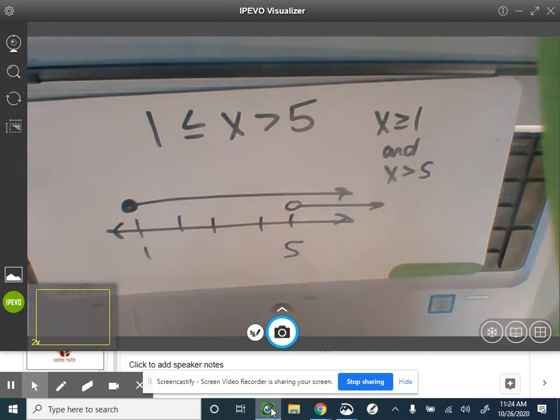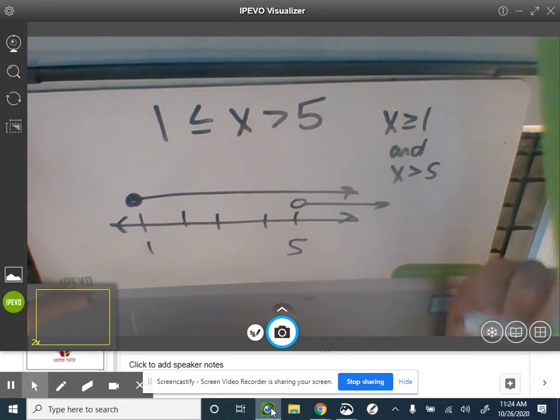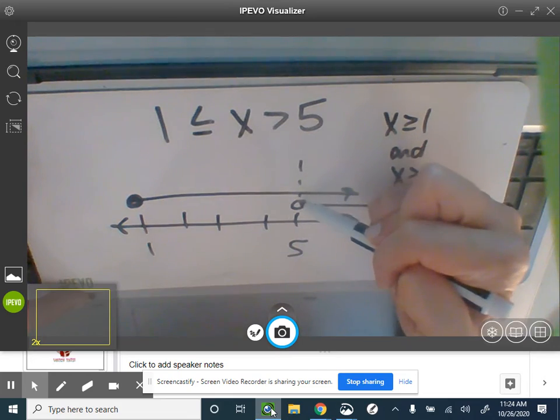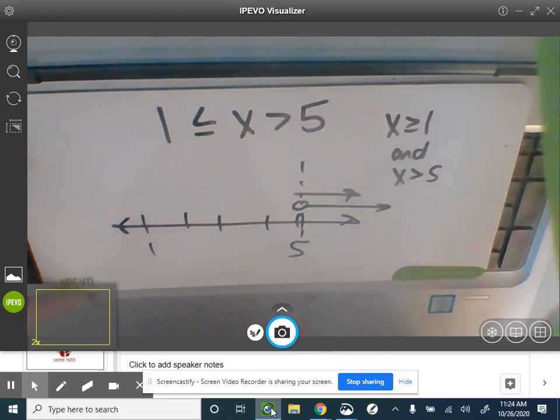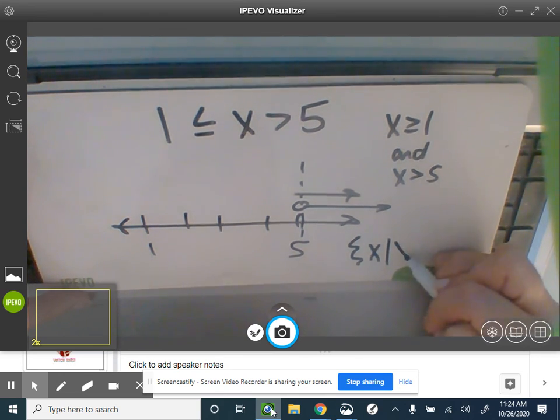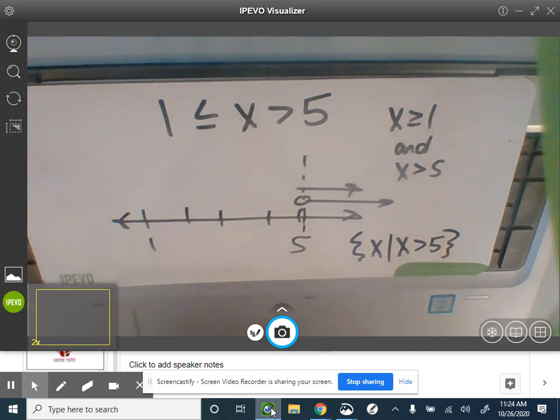So because they're pointing in the same direction, remember one of them is going to get dropped, and because it's an and, it has to be true for both, or think overlap, intersection. So this is where they intersect. So you're going to drop the other one, and then our solution set will just be x such that x is greater than 5, because that's the only one that's going to be true for both of them.